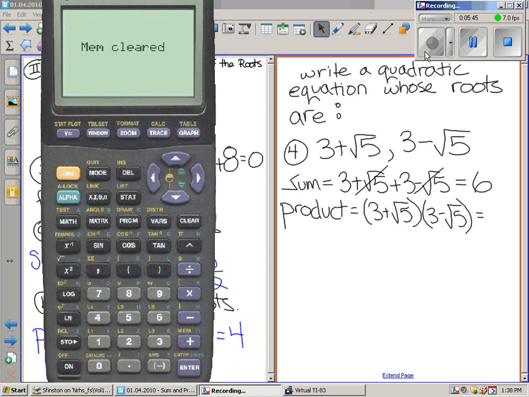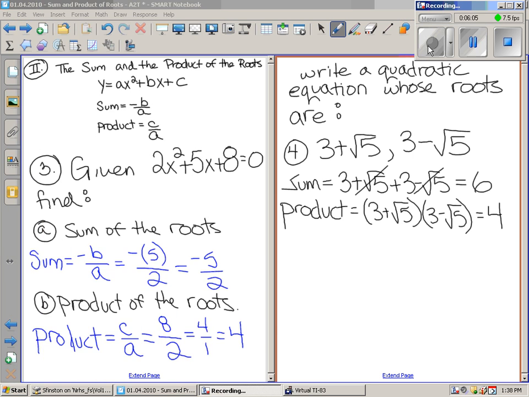Find the product. Well, let's go find the product. Now, you could actually multiply those out by hand, but that would be ridiculous, right? What's another way to do it? On your calculator. Let's enter it in. You get 4. Perfect.